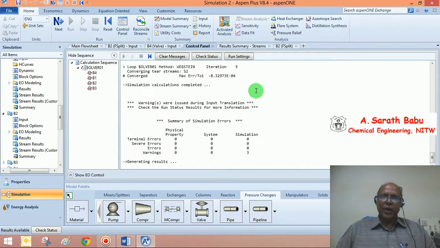Also try to comment whether similar behavior can be expected irrespective of the type of system that you may be handling, irrespective of the conditions at which the flash column may be operating, irrespective of the amount of recycle that you are trying to send back. It is for you to ponder over these questions and come up with some kind of a solution, some kind of a valid observation.